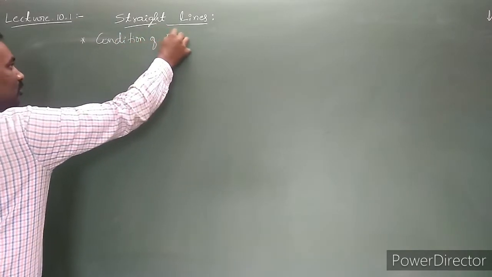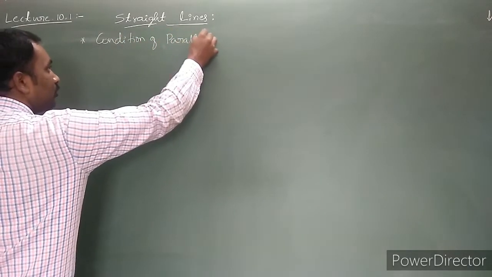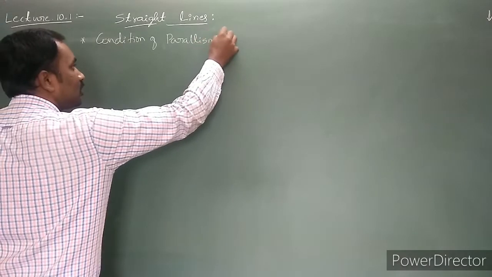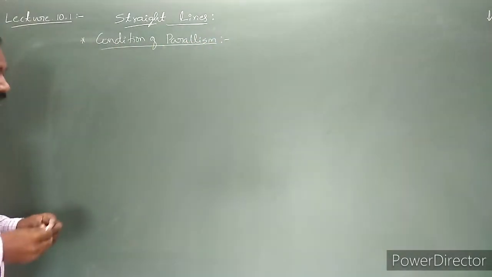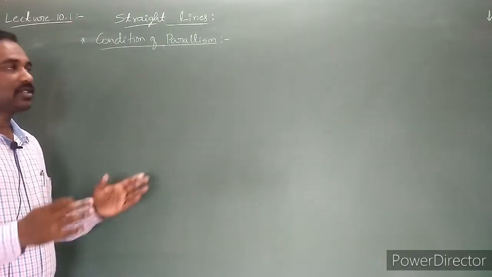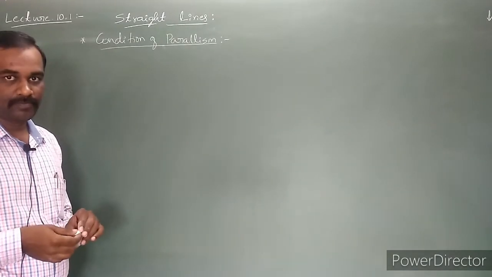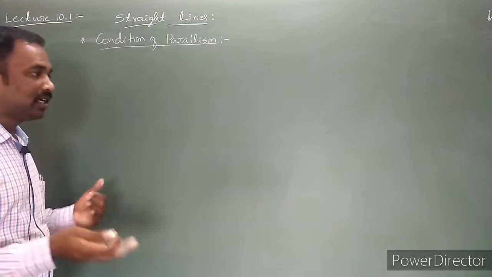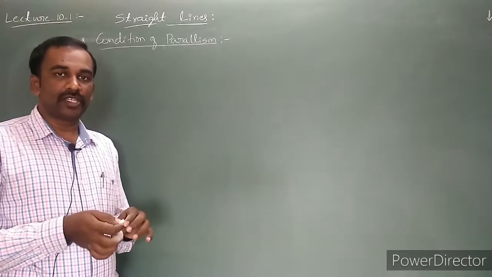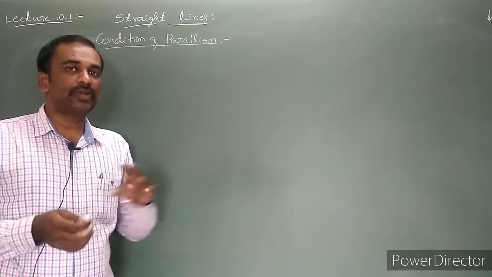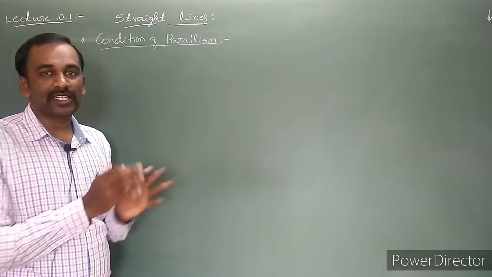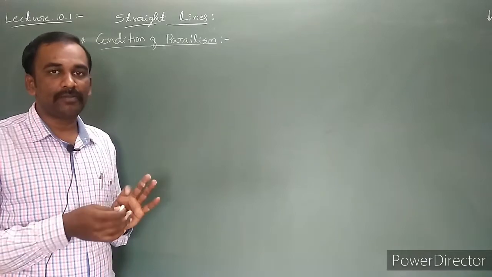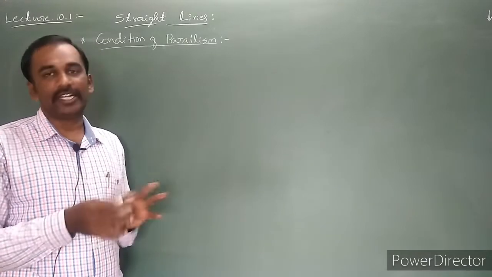condition of parallelism. What is meant by condition of parallelism? Suppose 2 lines are said to be parallel, then how do you say that? So already you know that. Suppose if I ask the question, when do we say that 2 lines are parallel? Parallel means they will not intersect anywhere. You can extend up to infinity on both sides, they will not intersect.